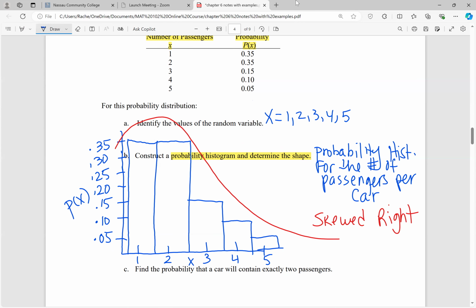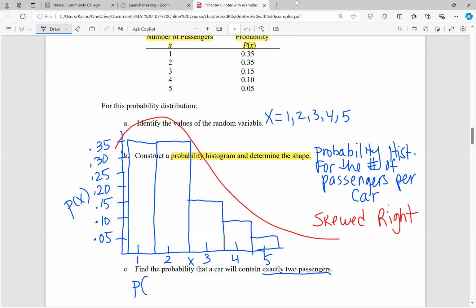So let's look at part C. Find the probability that a car will contain exactly 2 passengers. Let's practice putting that sentence into probability notation. Remember, we say the probability that, so we use P and then open a set of parentheses, and we want that a car will contain exactly 2 passengers. And remember, we're using X to represent the number of passengers.